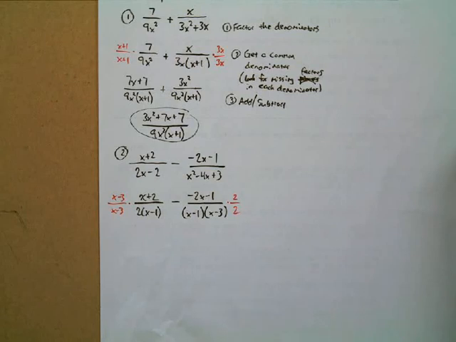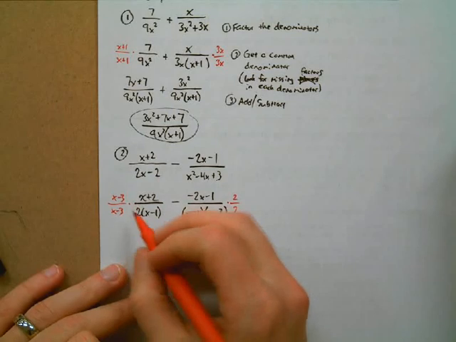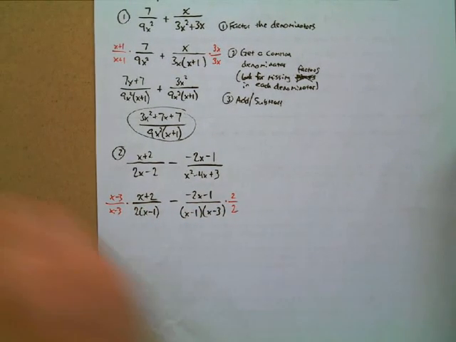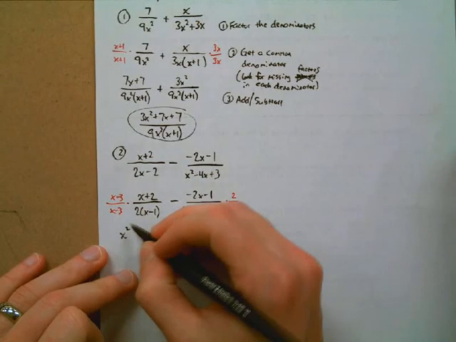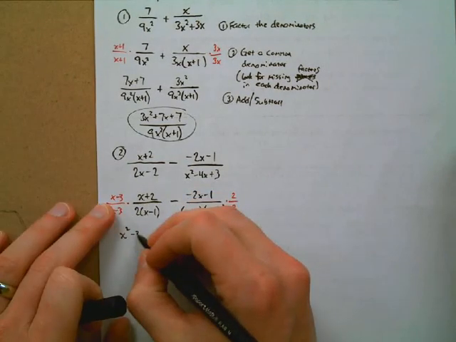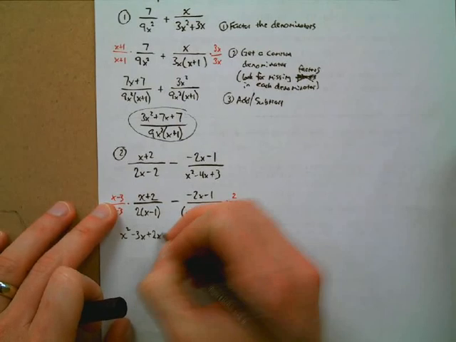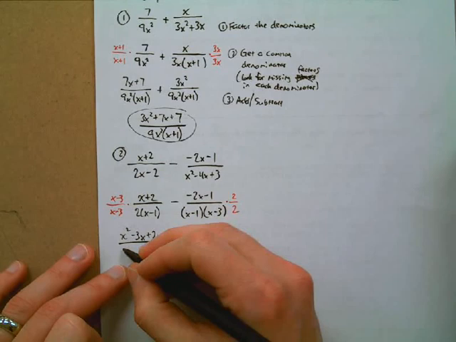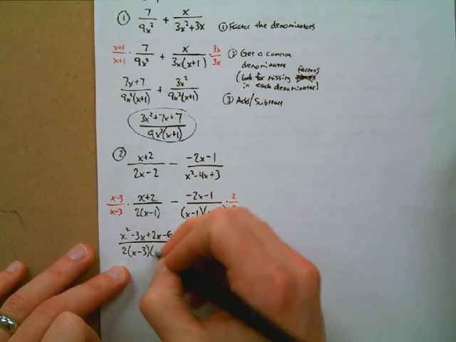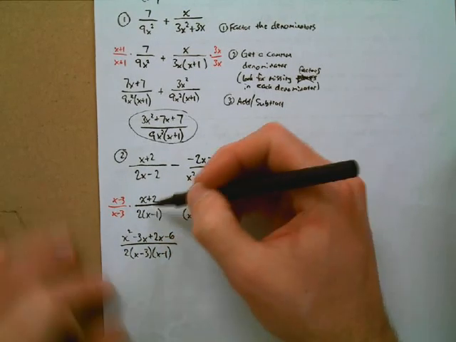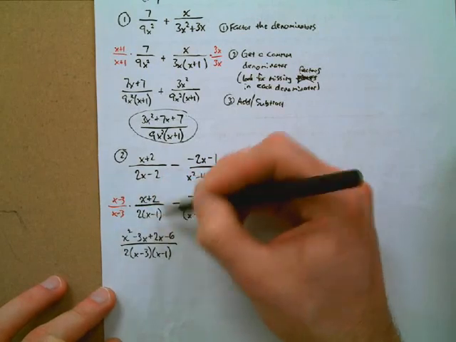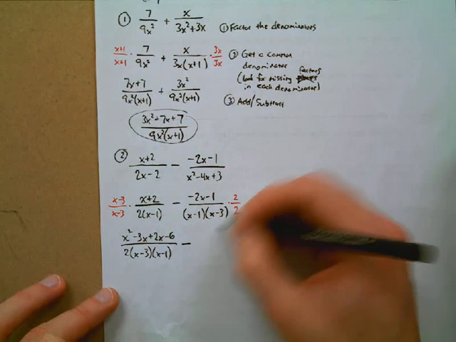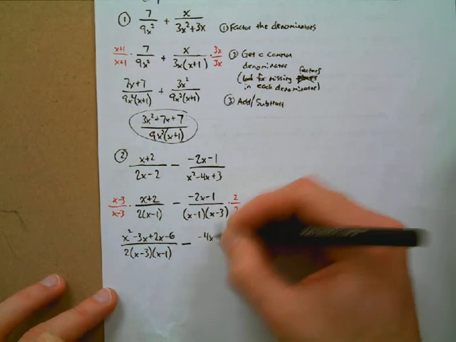So I'm going to go ahead and FOIL out this x minus 3 times x plus 2. So it's going to be x squared minus 3x plus 2x, minus 6, over, and I'm not going to multiply out my denominator, and you don't have to. So this becomes this right here. And then minus, and here's my second fraction. 2 times negative 2 is negative 4x, 2 times negative 1 is minus 2. And again, I'll put the same denominator.